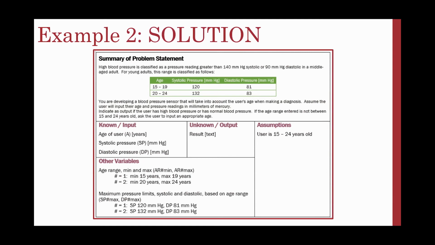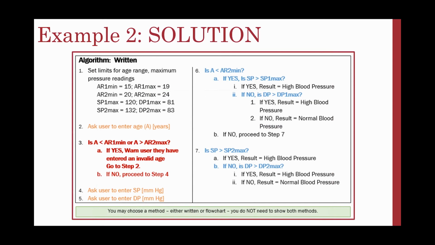What's new, and it's a little hard to see with the written algorithms, is this part in red where we are comparing the input from the user to our age min and max to make sure the age that we are given is in the right range, where if it is not, it will warn the user that they have entered an invalid age and go back to step 2.